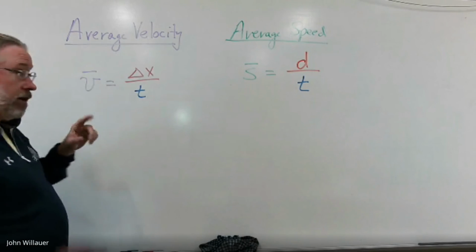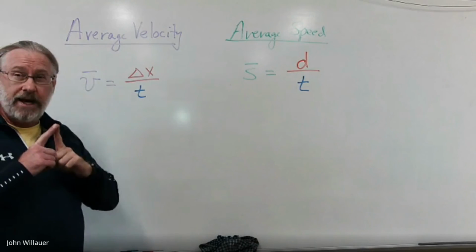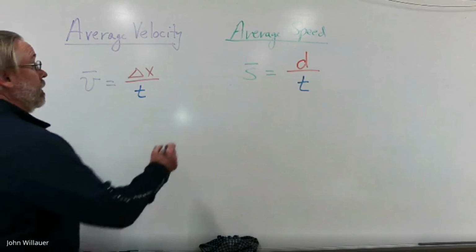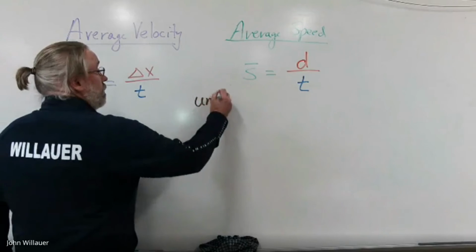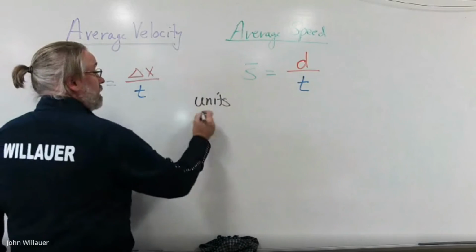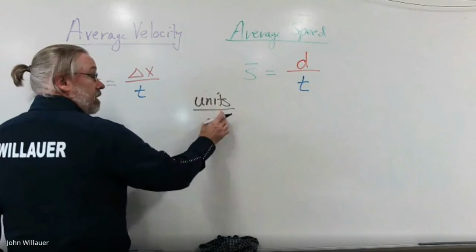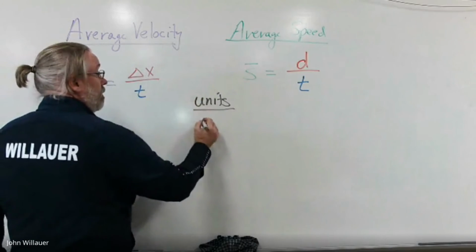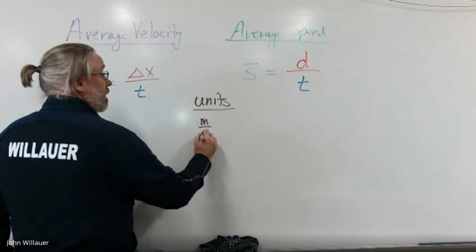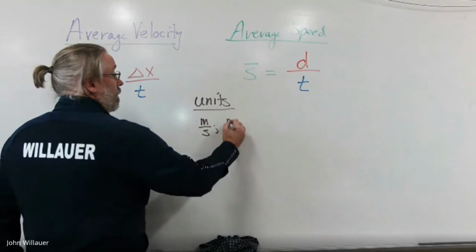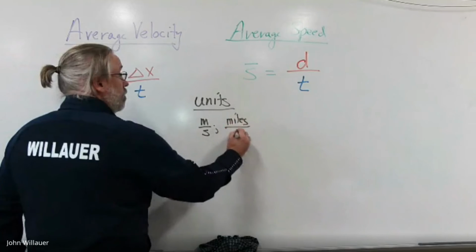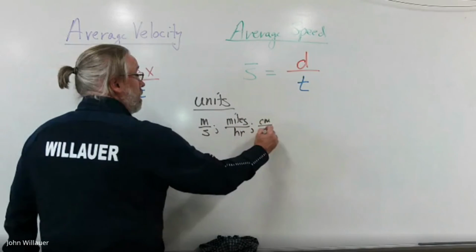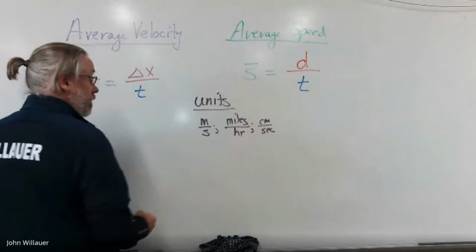2 other things that I want to tie together here. And it's the units. The units for average speed and velocity are the same. They're a distance over a time unit. So units for velocity and speed might be meters per second, or we would have the one you're really familiar with, miles per hour, or we might have centimeters per second. So we've got different units we can have there.